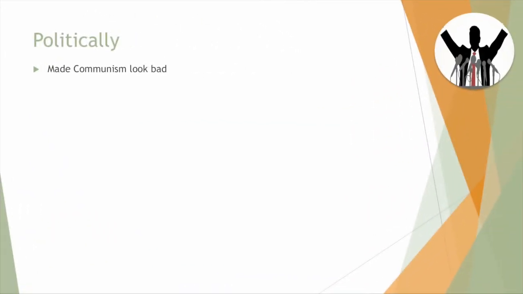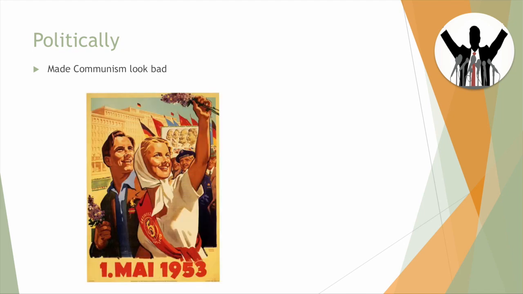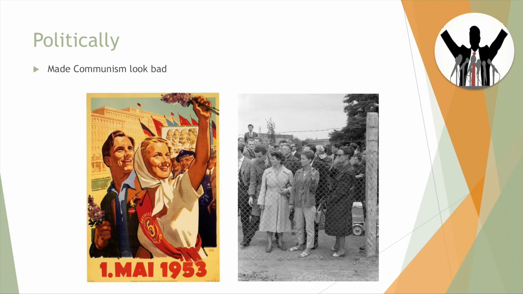Last but not least, one of the reasons why the wall was constructed is that it made communism look bad. Here's a great poster from 1953 showing the May Day celebration in Germany. Shows a happy couple in the forefront. In the back, you have your communist leaders like Marx and Stalin and Lenin. But in reality, East Germans look more like this, behind the fence wall. So essentially, one of the reasons why they wanted to construct this wall is they had to keep people in East Germany, otherwise it made it look like communism was not working.